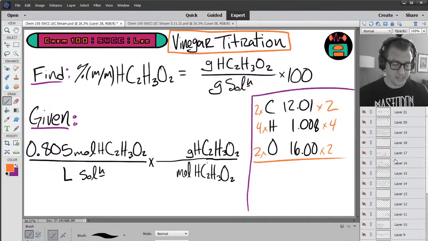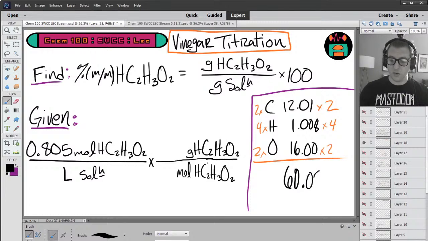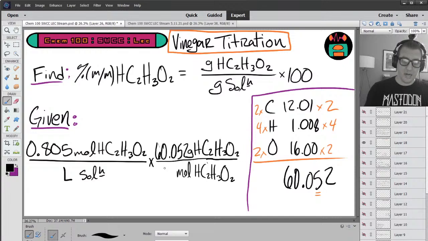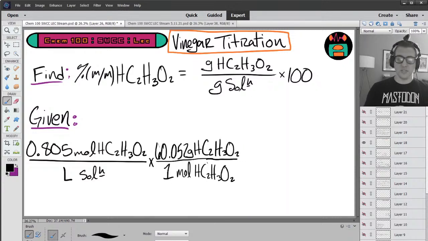1.008 times 4 plus 32 plus 24.02 gives us a molecular weight of 60.052. Our last sig fig is in that second decimal place based on the numbers I was using. So there are 60.052 grams per mole for acetic acid.